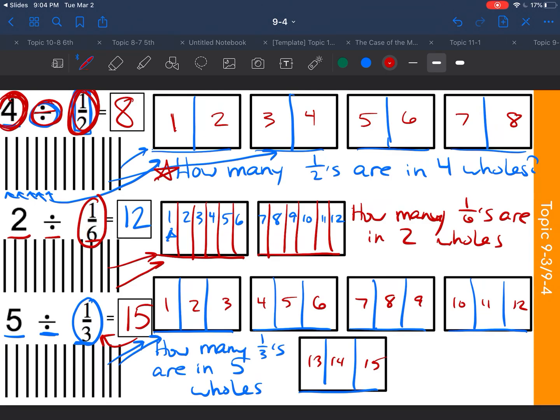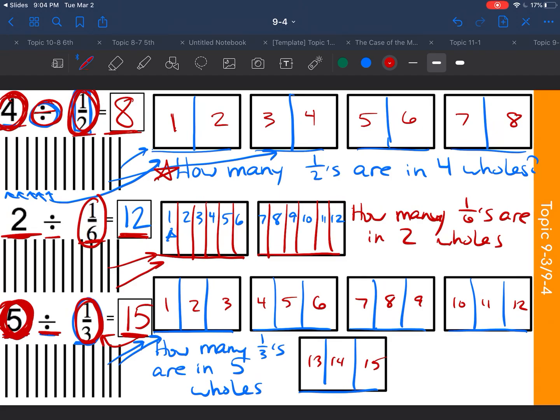And you may have seen a little pattern here. Whatever whole number we have, we multiply it by the denominator of that unit fraction we divide by. 3 times 5 gives you 15. 6 times 2 gives you 12. 2 times 4 gives you 8. You may have noticed a little pattern with that as well.